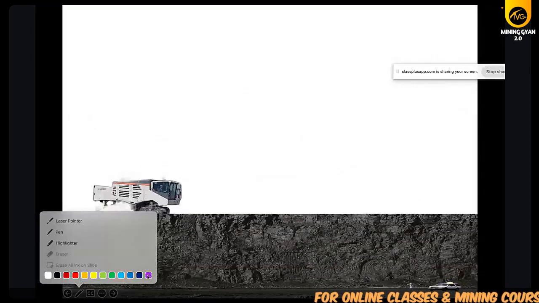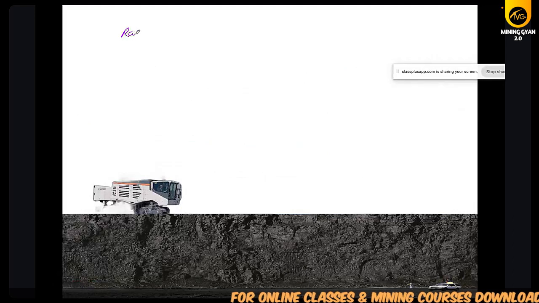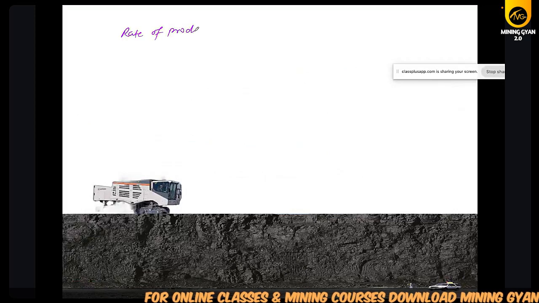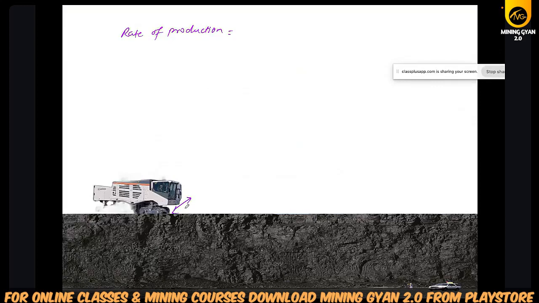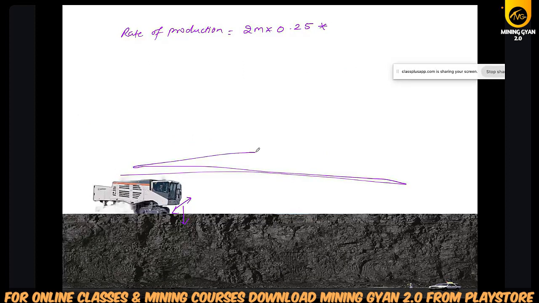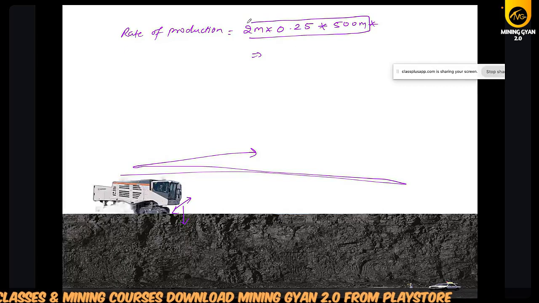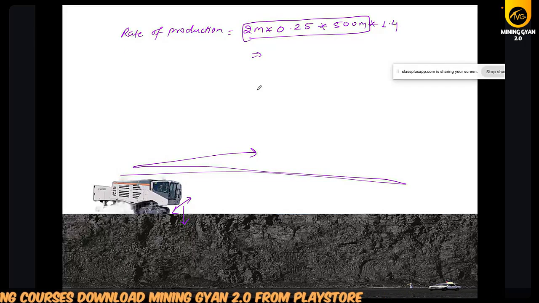Now we have to calculate the rate of production. So the rate of production will be, how much width, which is 2 meter, how much depth, which is 0.25, and how much distance, one round, two rounds and a half round, it will travel 500 meter. So multiply all of these, and the production will be multiplied with the density of the coal, which is 1.4.